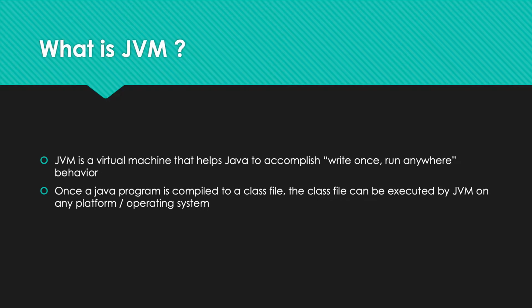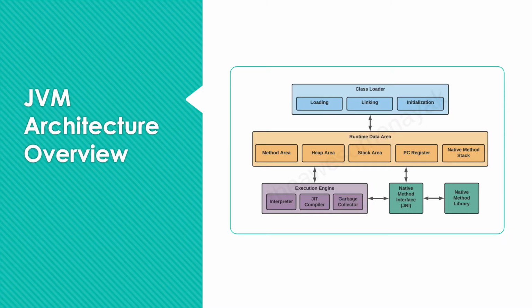So I'm hoping that you guys know a little basic idea of how to run your Java programs. For those who haven't done it yet, once you write your Java code, you will compile that into a class file, and then that class file is what will be executed by the JVM on your operating system, or in case any operating system, right? So let's move into the architecture.